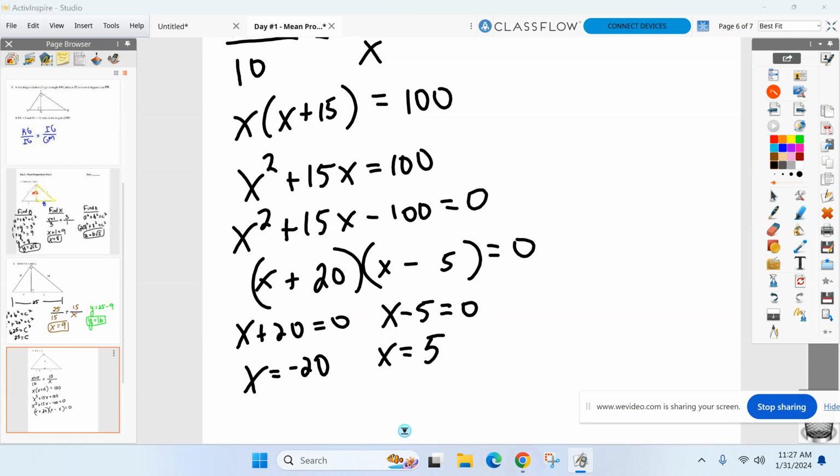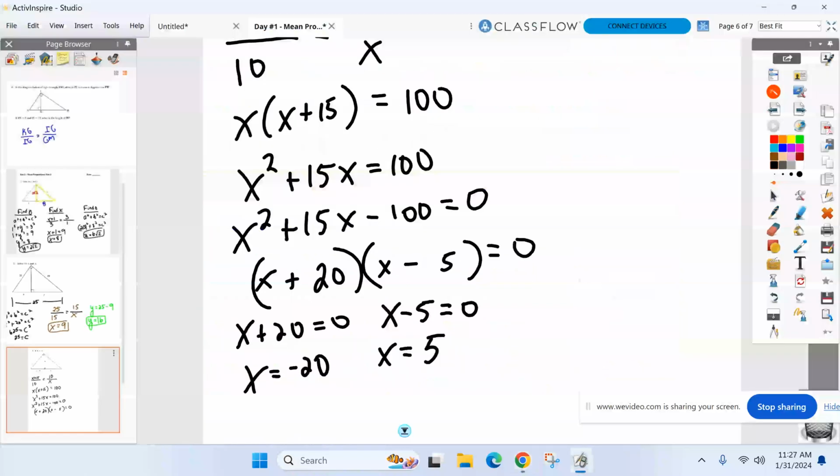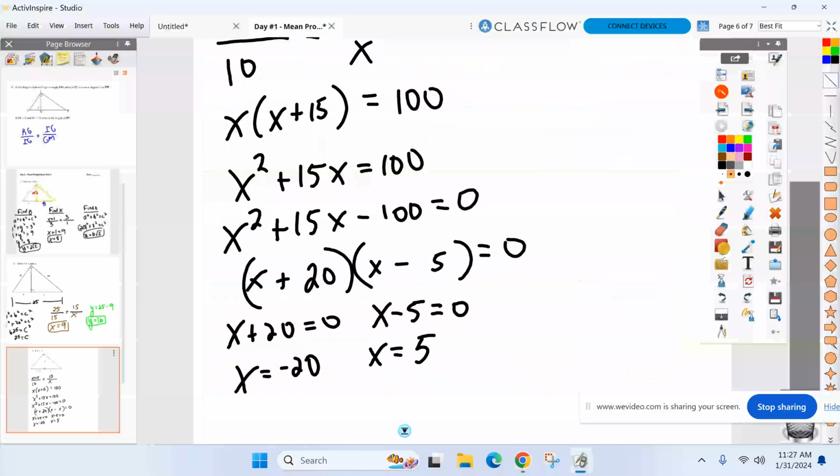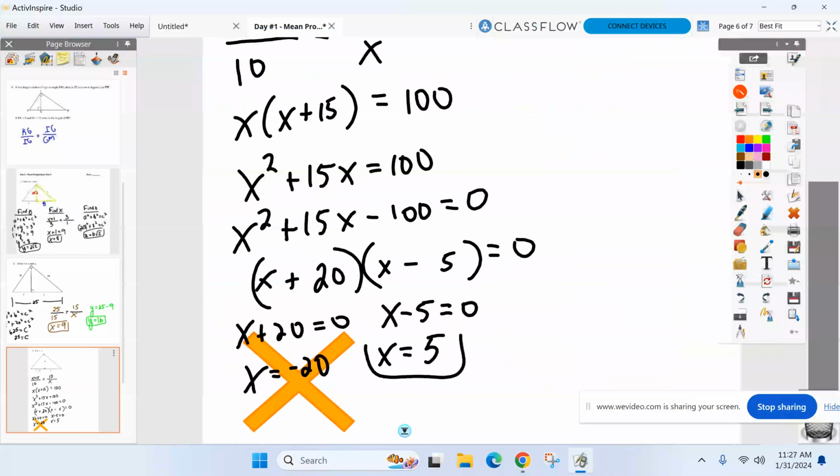I'm not ready to go on to the next problem. Talk to me. Why not? Gianna, why am I not ready? Yep. When I look at my diagram, negative 20 is not going to cut it as a negative side length. So we're just looking at 5. Perfect. Anything else? All right.